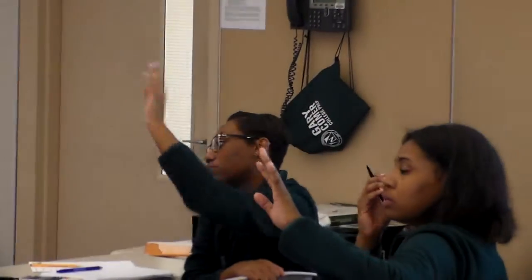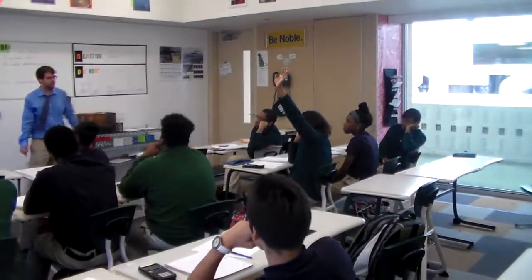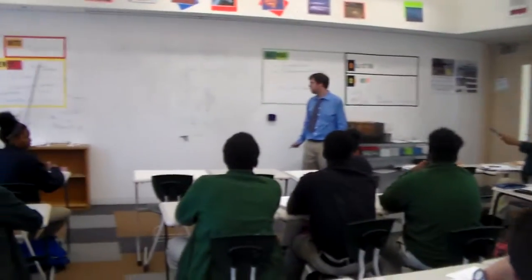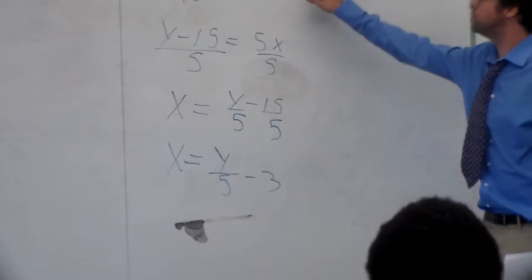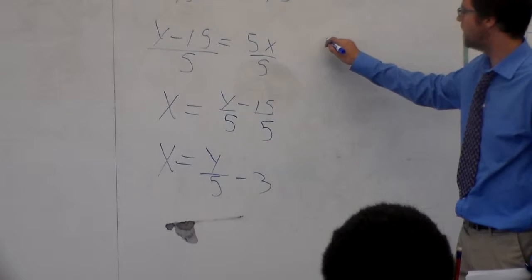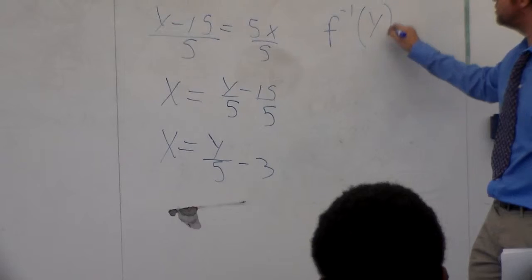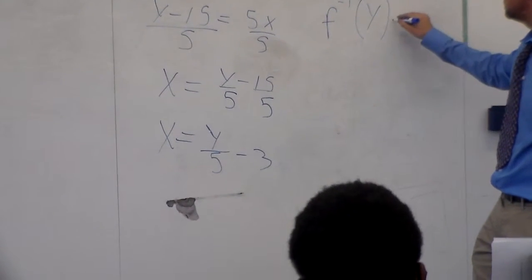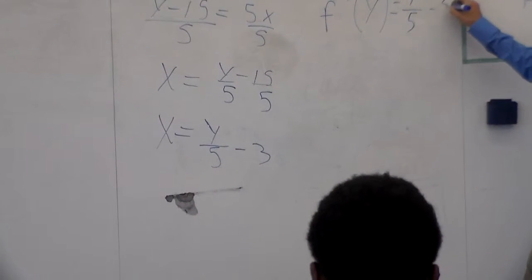All right. So what's the next step? The next step is the last step. You just subtract 15 on both sides. So our last step here is that we want to complete our inverse notation, and all we do with that is we just replace x with f inverse of y, which is going to be equal to y divided by 5 minus 3.